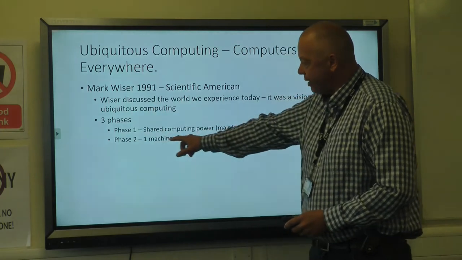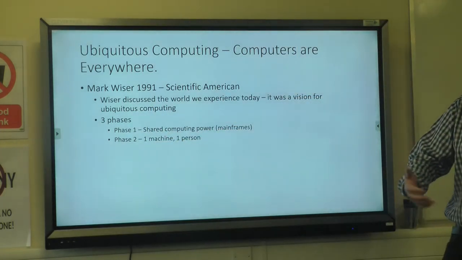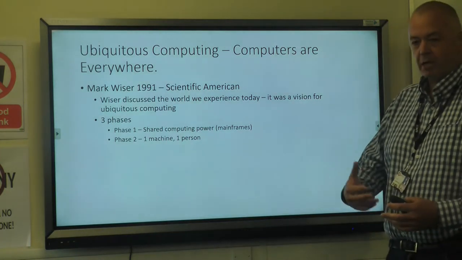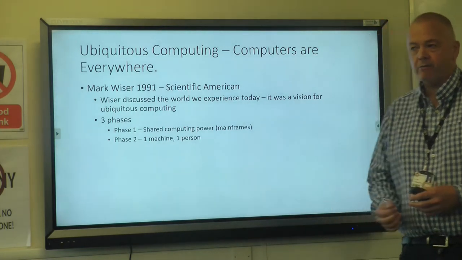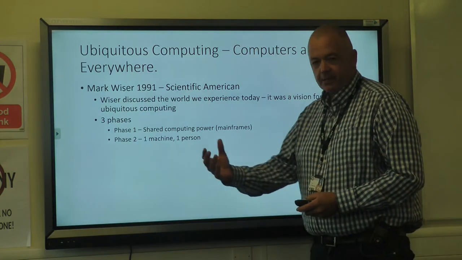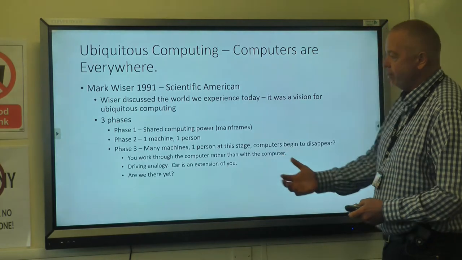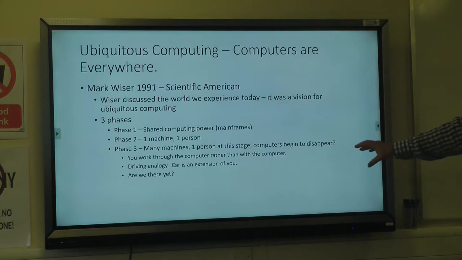Then Weiser talked about phase two, which was one machine, one person, which is pretty much the scenario you've recognised for at least the last 20 years. So everyone sits in front of their own computer, the computer does the work itself, generally, and you've got access to all the power at your fingertips. And then phase three, which was quite advanced for 1991, was when computers begin to disappear.